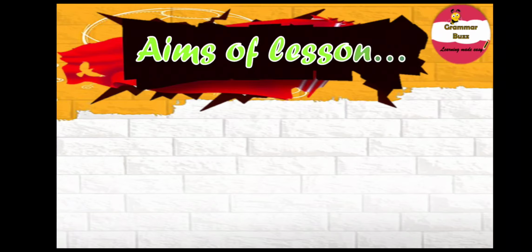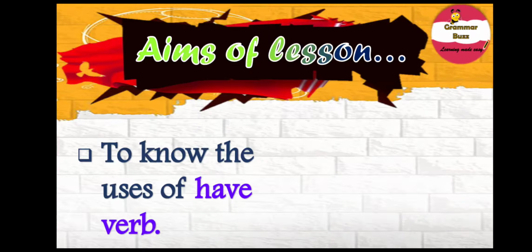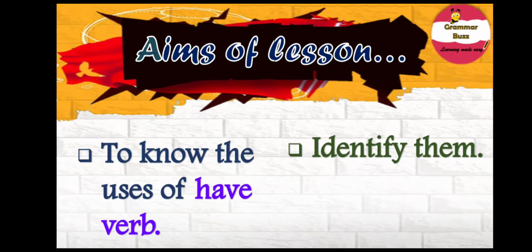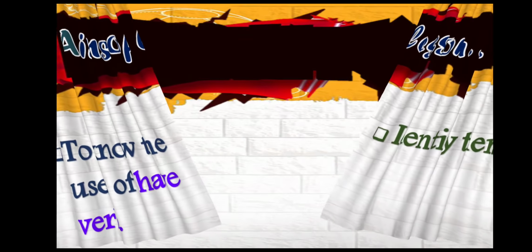Before we start with our lesson, let us quickly find out the aims of today's lesson. Today's lesson aims at helping us to know the uses of have verbs and also identifying them. Well, let us see what the lesson offers us today, right?